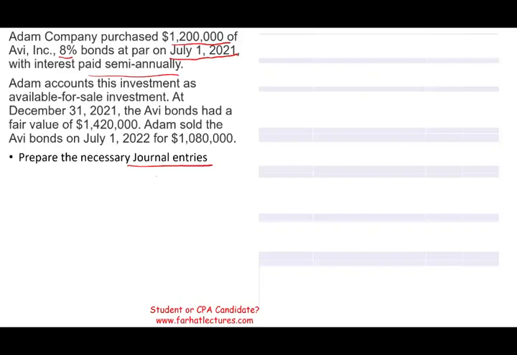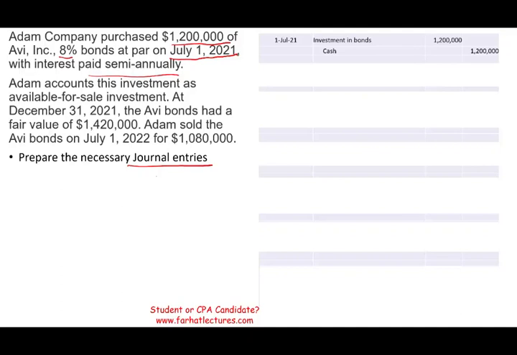Okay, let's start with this one. Let's record the purchase. Well, we purchase a bond. It's an investment. Well, it's an investment in bond, credit cash, 1.2 million. Simply put, you purchase something. When you purchase something, you record it at cost, and the cost is 1.2 million.